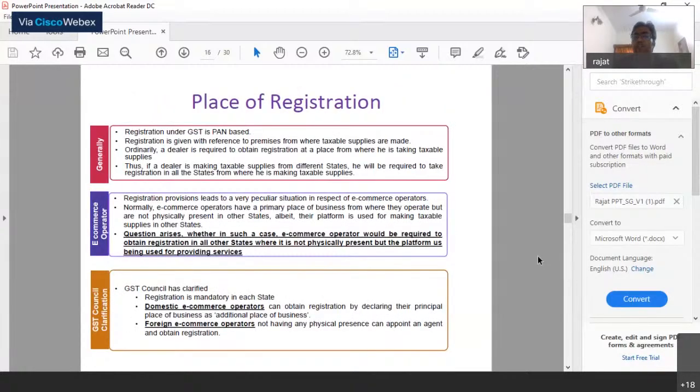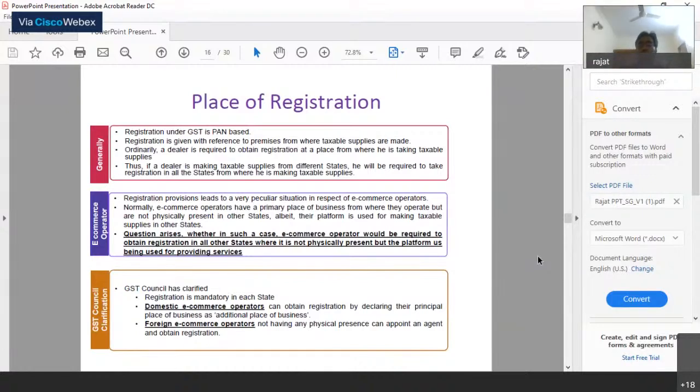Now the question comes with respect to place of registration. Like I said, registration under GST is based on a PAN. However, registration is required to be obtained in every different state wherever you're making taxable supplies from. Thus, if a dealer is making interstate taxable supplies from different states, he'll be required to take registration in all the states from wherever he's making taxable supplies.